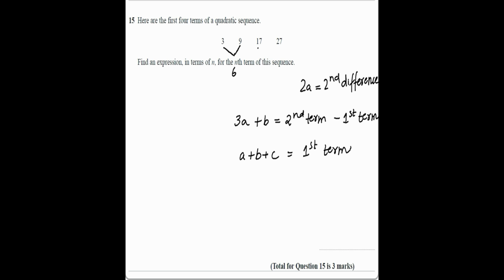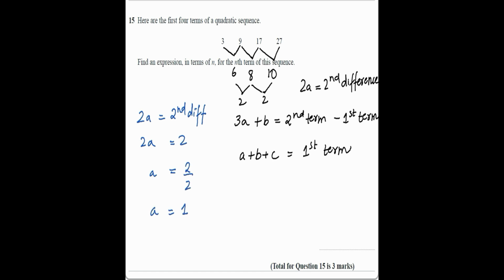And then 17 minus 9 is 8, 27 minus 17 is 10. Now 8 minus 6 is 2 and 10 minus 8 is 2. So we are seeing that the second difference is constant. So we will use the first equation, 2a equals the second difference, and the second difference is 2. Therefore, dividing by 2 on both sides gives 2 over 2, and that means a equals 1.